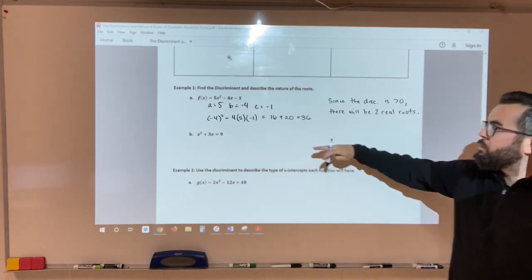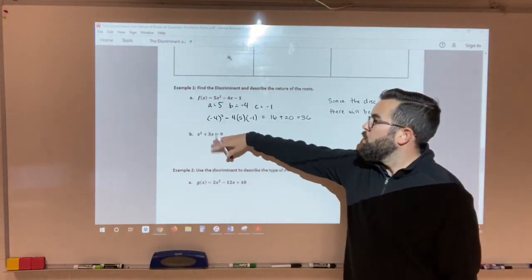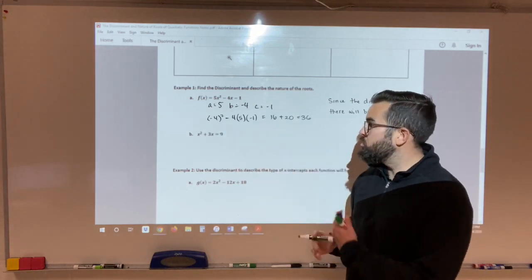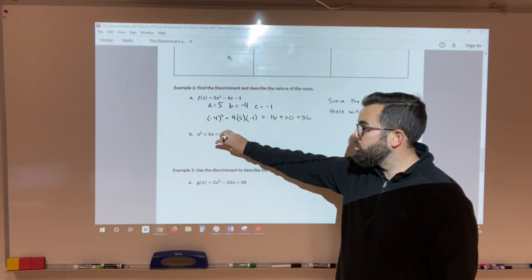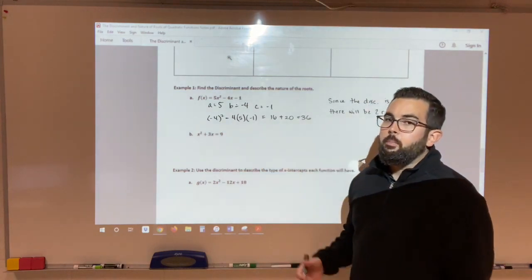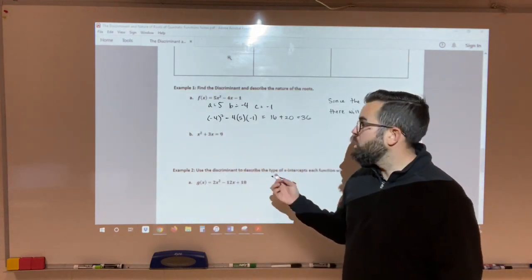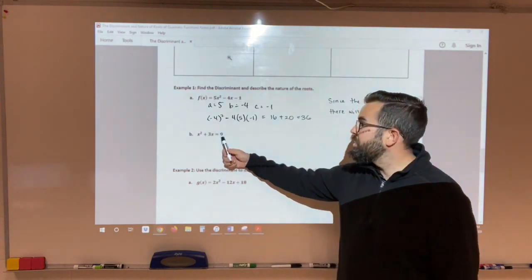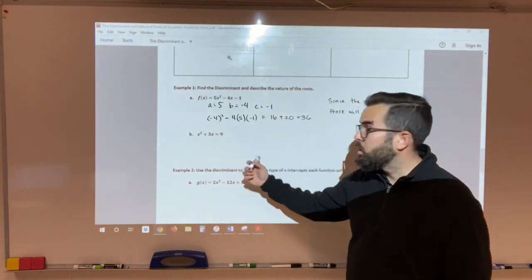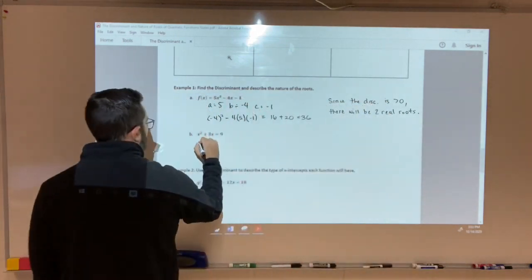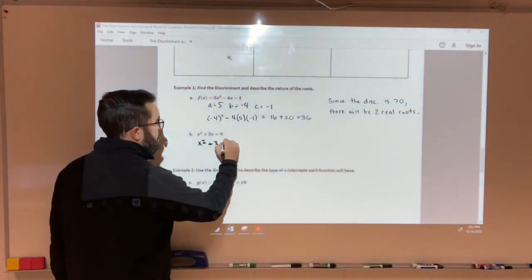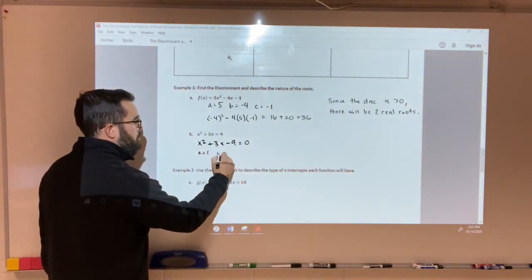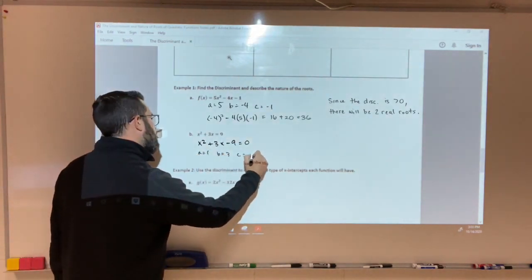So, a second example. We have a quadratic equation here, which we can still use the discriminant to talk about the solutions to this equation. Before we use the discriminant, though, it has to be in standard form. So we have to have one side set equal to 0. Okay, so rewriting this equation, I would have x squared plus 3x minus 9 equals 0. So a is 1, b is 3, c is -9.